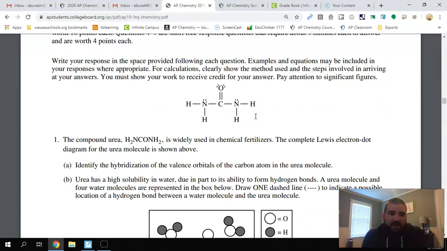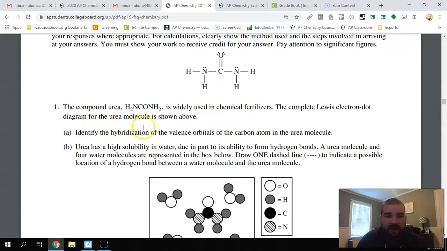Okay, number 1, the compound urea, which is drawn up above, H2NCONH2, is widely used in chemical fertilizers. The complete Lewis dot diagram is above. Okay, so there we go. Part A, identify the hybridization of the valence orbitals of the carbon atom in the urea molecule.